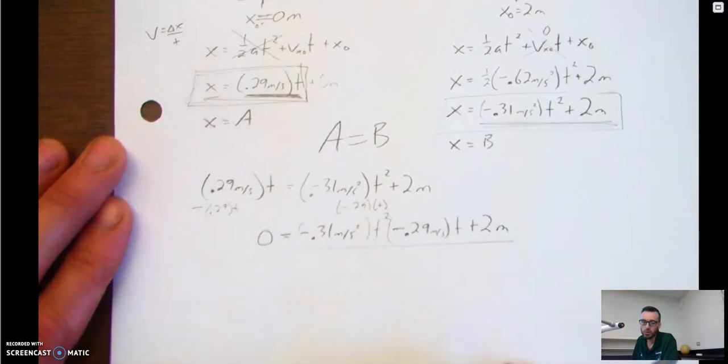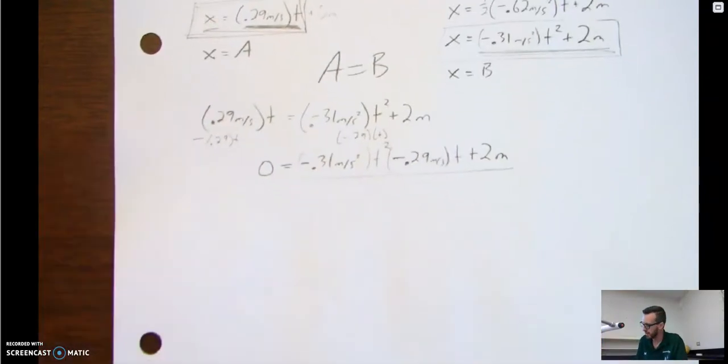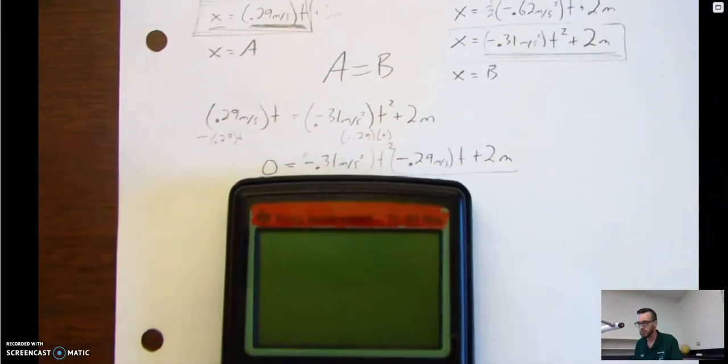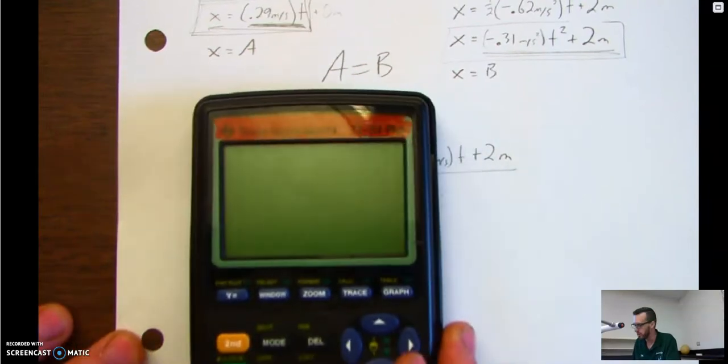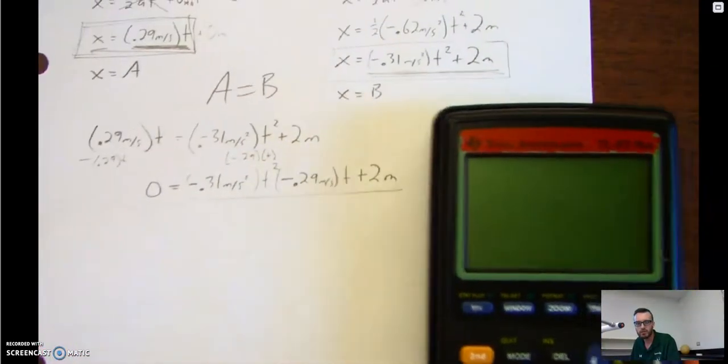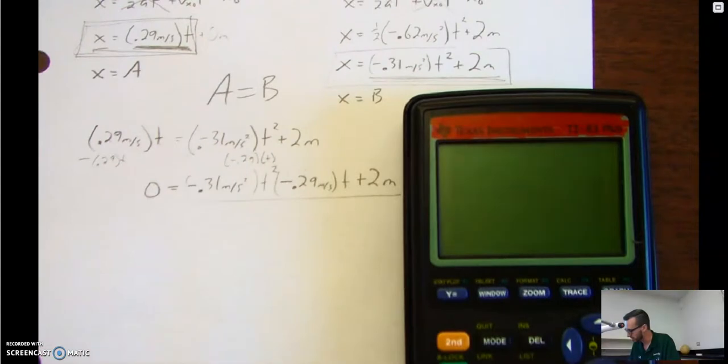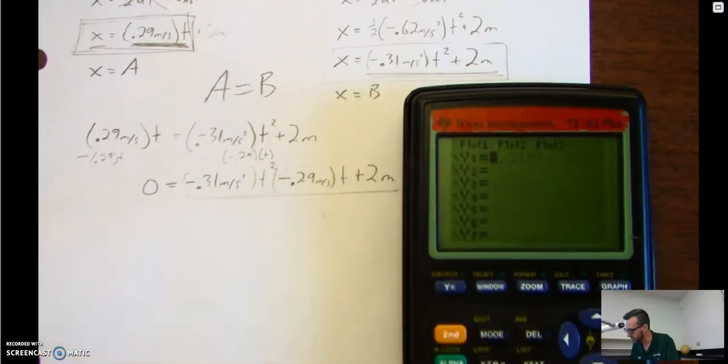Now, some of you are like, oh, sweet, I get to use the quadratic formula. And I'm like, no thanks. Why? Because we can make the calculator do the work for us. So let me show you how you can make the calculator do this math for you instead of having to grind on this really long equation.